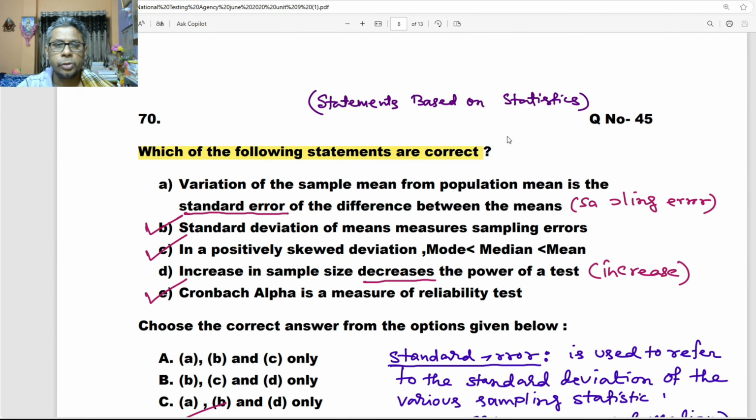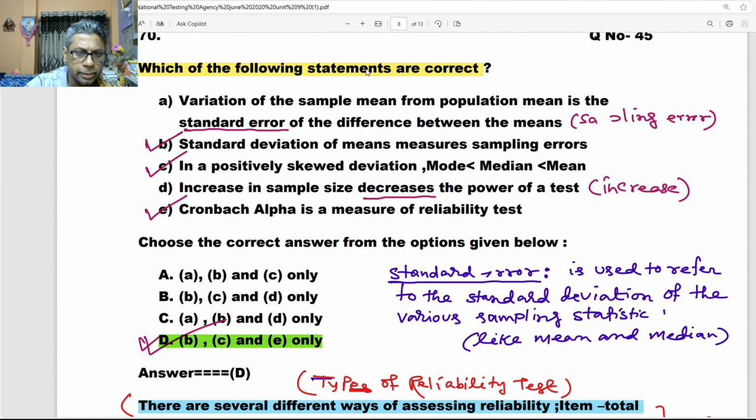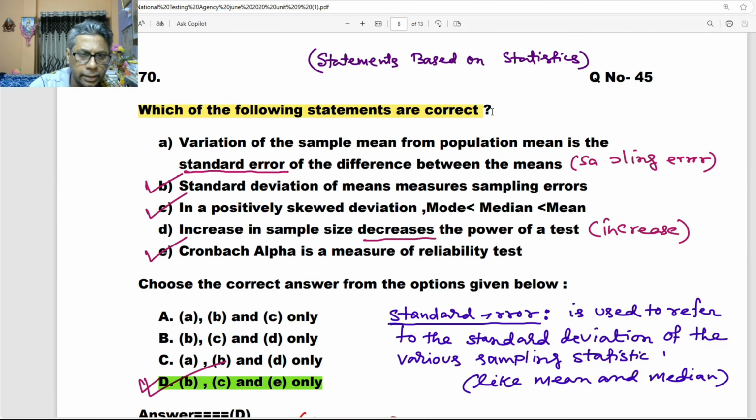Our next question is based on statements of statistics. Which of the following statements are correct? Statement B: standard deviation of means measures sampling error. This is true. In a positive skew distribution, mode is less than median, median is less than mean. This is right. And Cronbach's alpha is a measure of reliability of a test. This is also true.